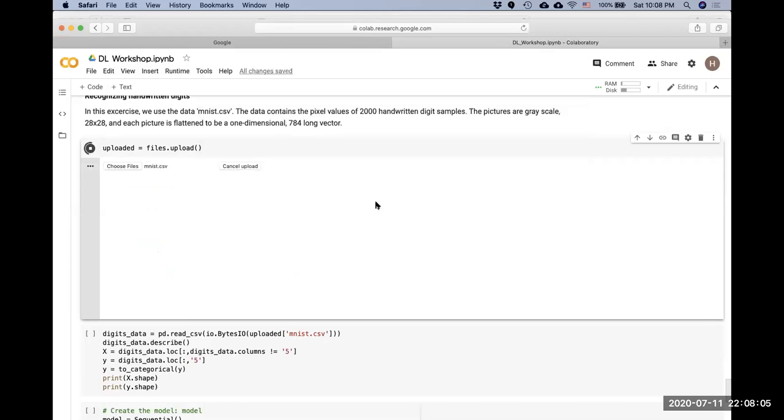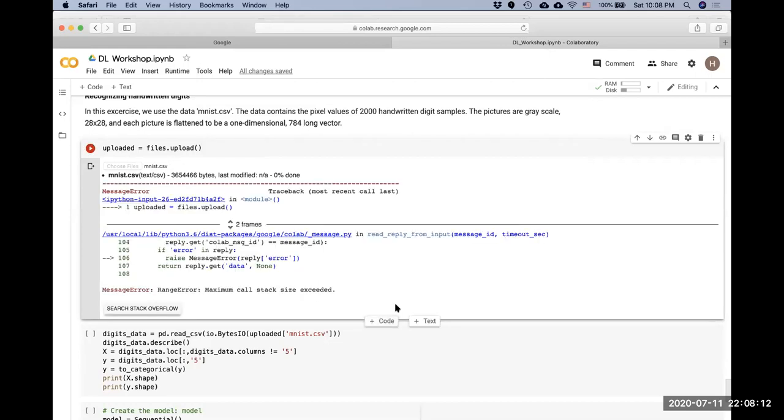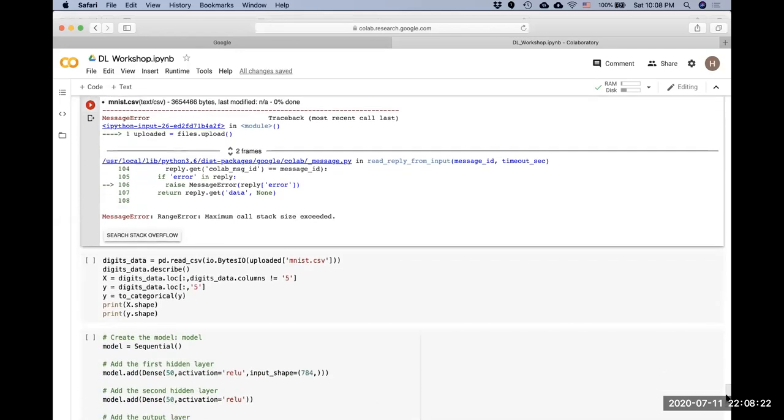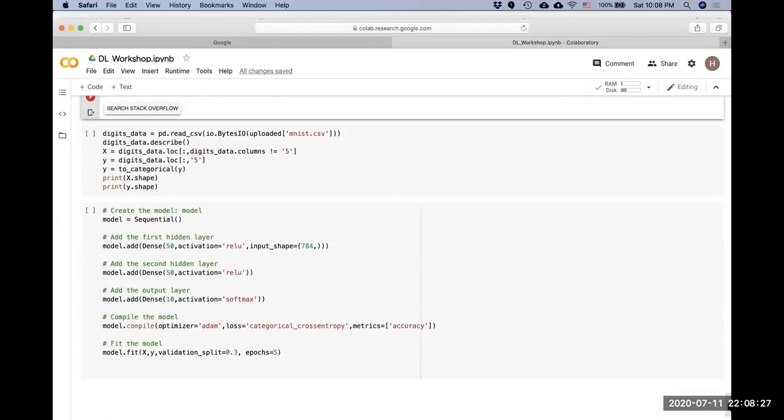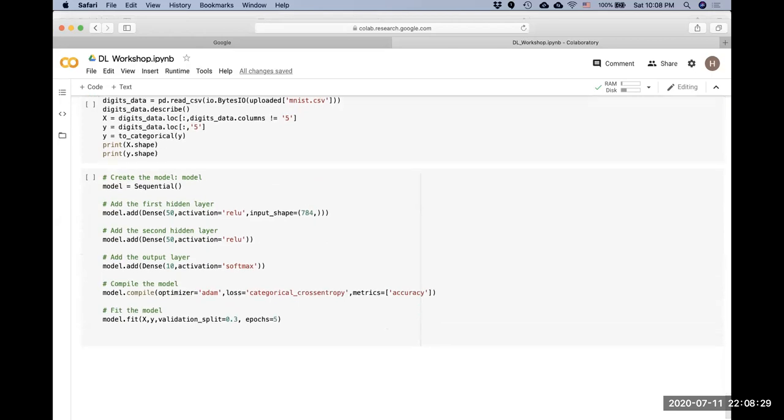Just try again. If it didn't work, then we just skip this part. Yeah, okay, it keeps spitting an error. But you can run this. Hopefully the code works for you, and you will see how you can train a neural network to predict the handwritten digits. Okay, so that was the last example.